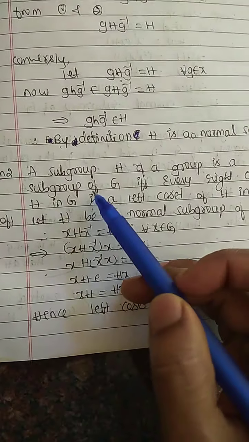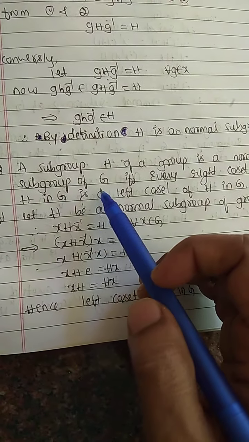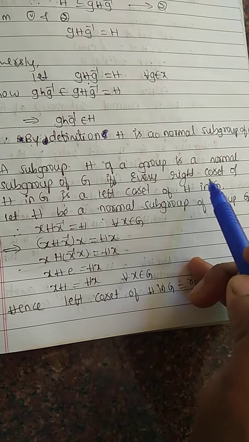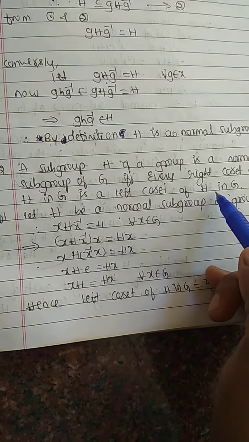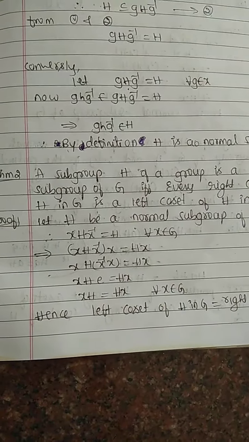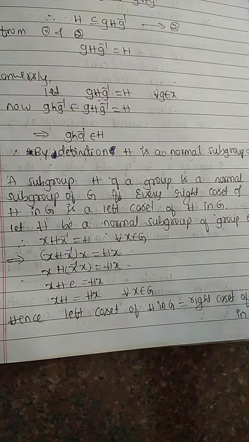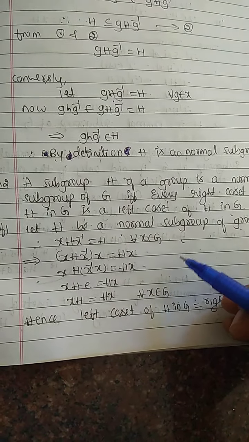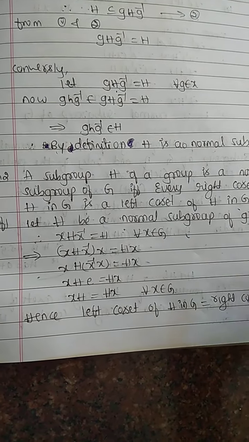Next theorem: a subgroup H of a group G is a normal subgroup of G if every right coset of H in G is a left coset of H in G. This theorem states that H is a normal subgroup of G if and only if every right coset is again a left coset, and I mean both are the same.